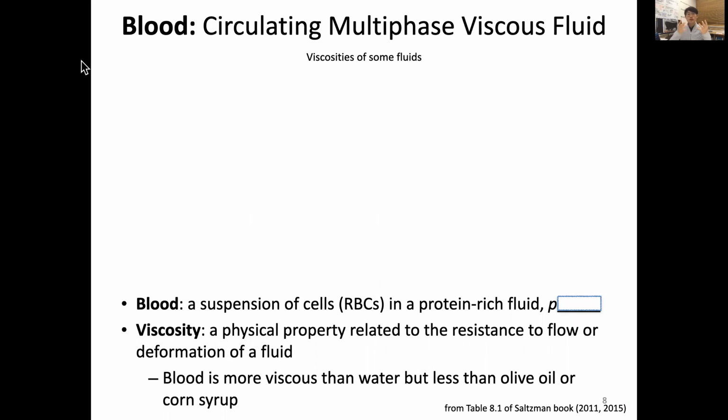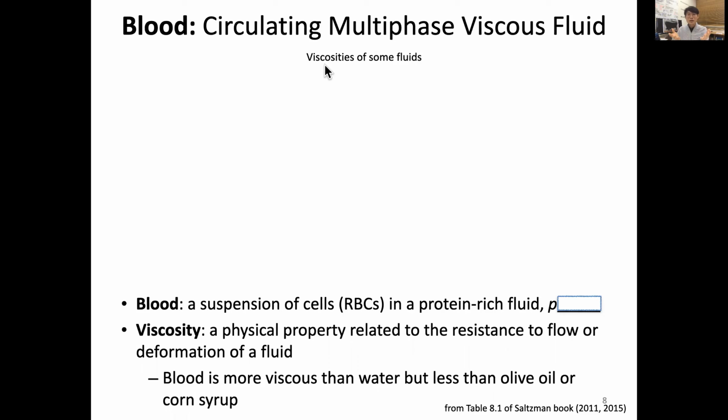Blood is a circulating viscous flow in our body, which is multi-phase because blood is composed of not only plasma, which is a clear liquid containing lots of proteins. However, it also contains a lot of cells, especially red blood cells. So blood is more viscous than water. So let's first start to think about the viscosity aspect.